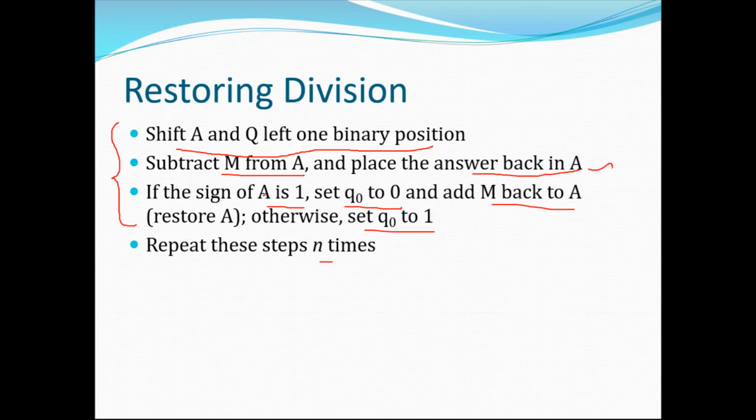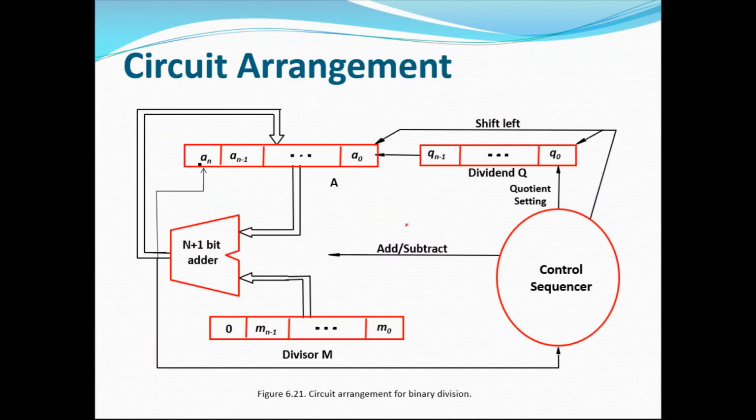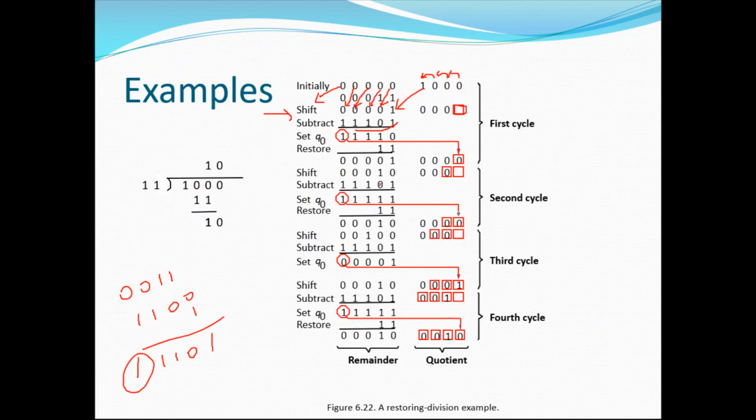Now what you have to do is check the sign bit. If the sign of a is 1, then set q naught to 0 and add m back to a, otherwise set q naught to 1. So in our case, the sign of a is 1, so q naught will become 0. This place, which was previously empty, we are now filling with 0.